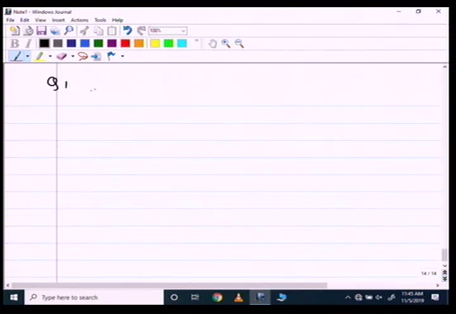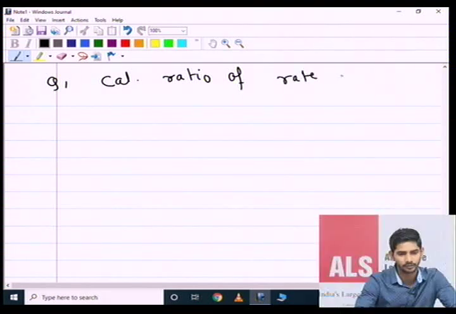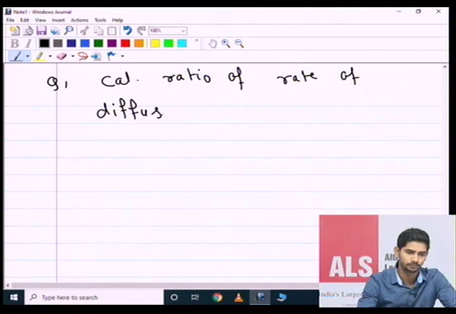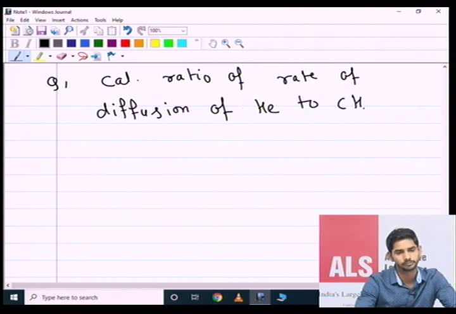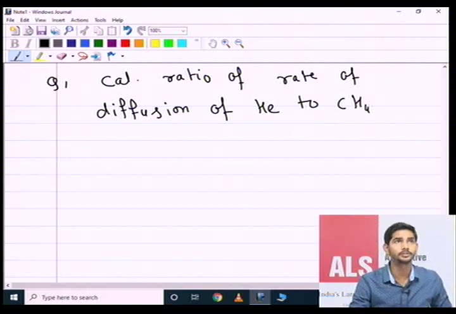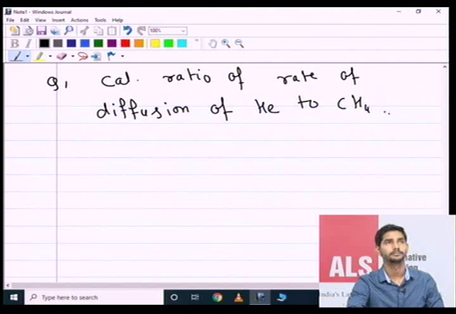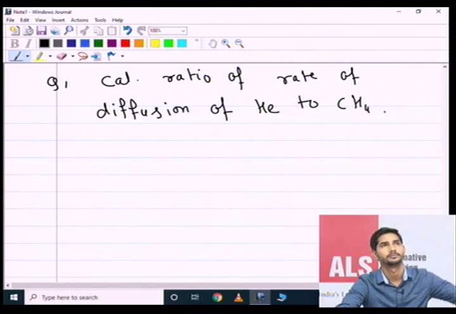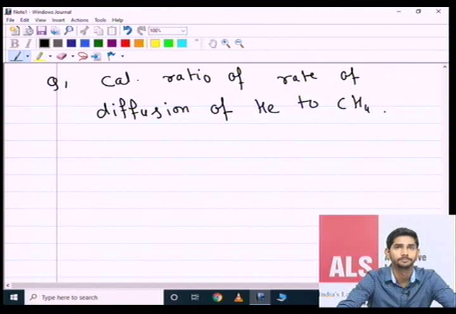This is a question for you guys. Calculate ratio of rate of diffusion of helium to CH4. I want this solution along with your name. Quickly. Tell me the answer.